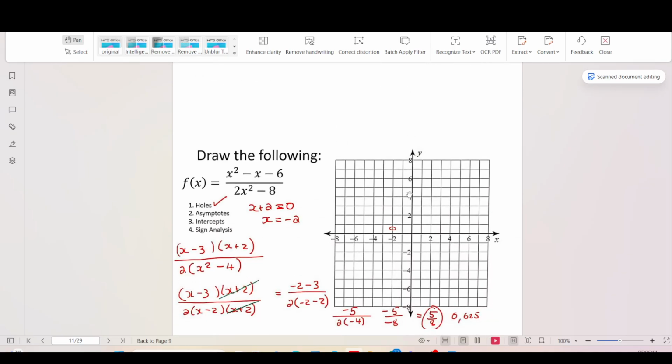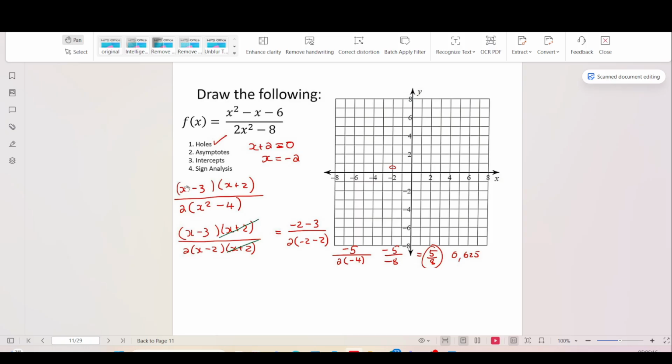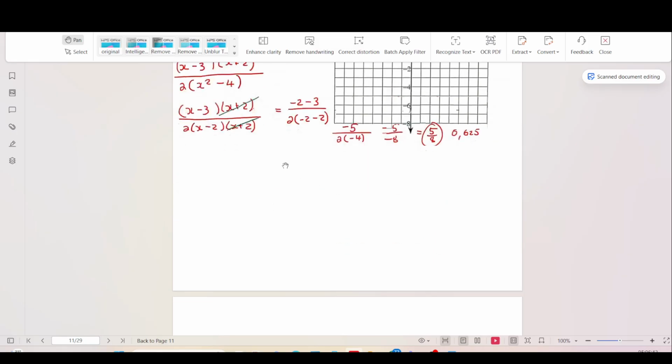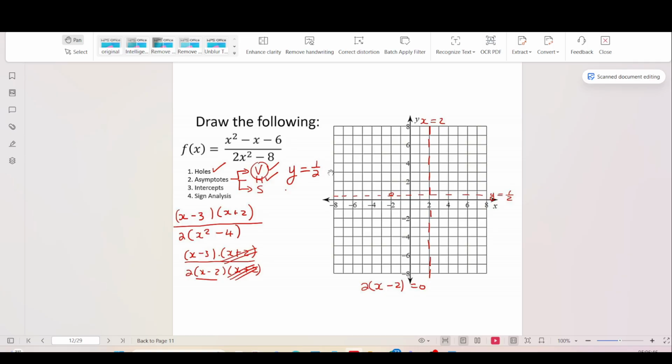For example, here, first you factor the numerator. If you factor, you get x minus 3 times x plus 2, right? And x plus 2 and x plus 2 are cancelling. So the hole is at x equals negative 2, right? If you check, the degrees are the same, x squared and x squared. So what will be the horizontal asymptote? The horizontal asymptote is 1/2. Yes, y equals 1 half.